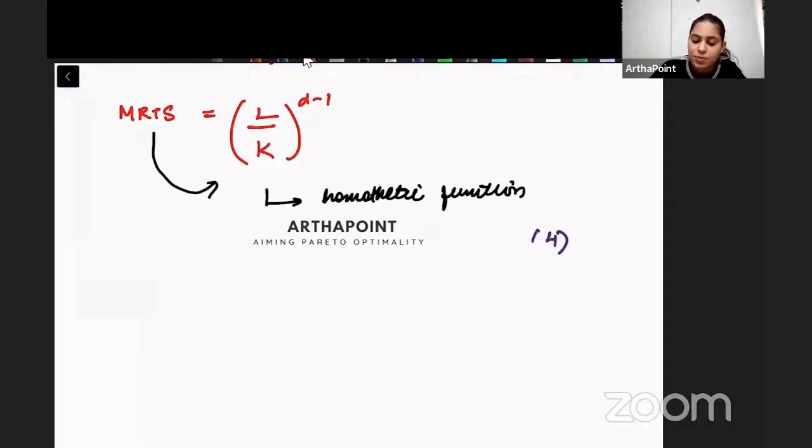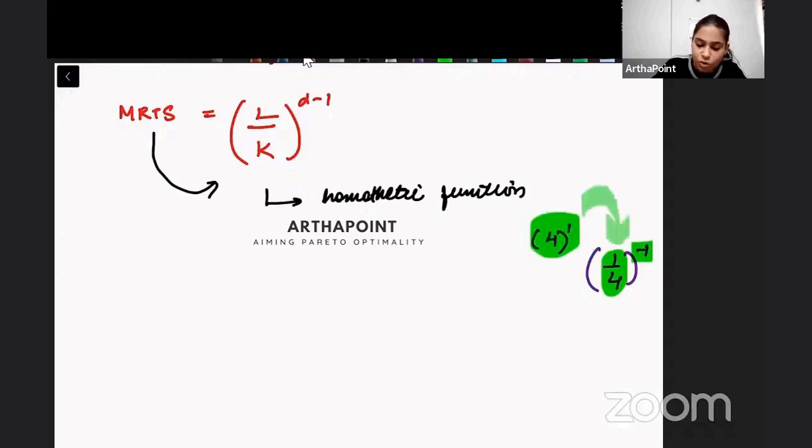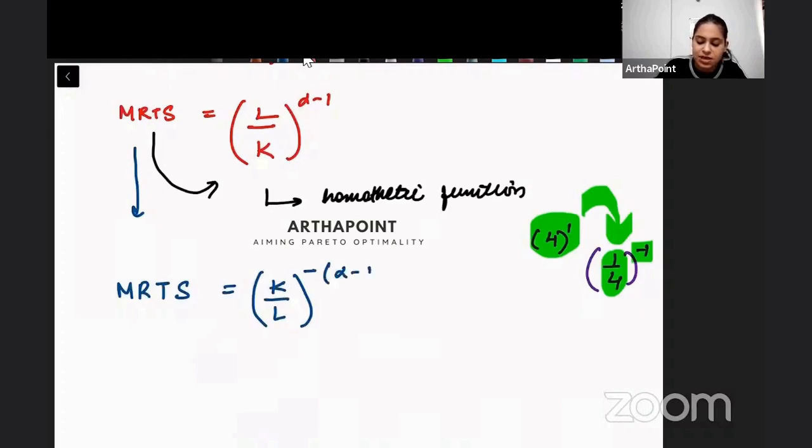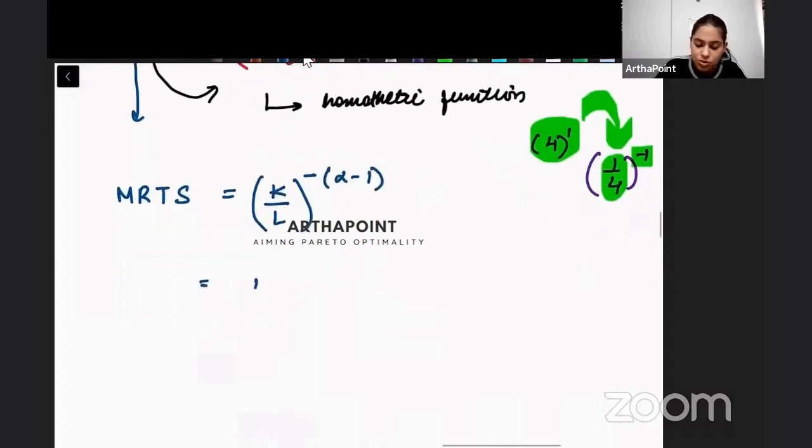If I say 4 to the power 1 and 1 by 4 to the power minus 1, both are the same thing. Negative power will always reciprocate this. So 4 to the power 1 and 1 by 4 to the power minus 1 are the same thing. So I can rewrite this as MRTS is equal to K by L to the power, I've just multiplied the power with 1. So K by L to the power 1 minus alpha. That is the MRTS.